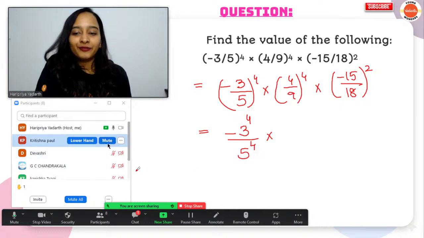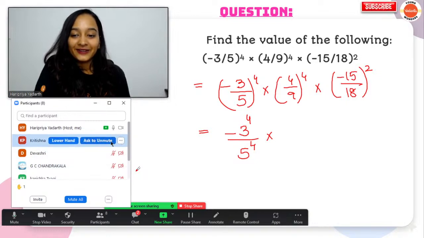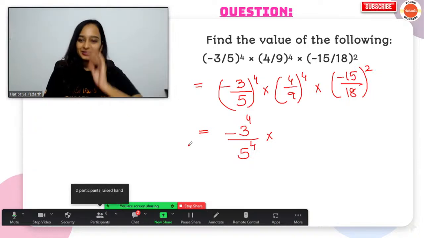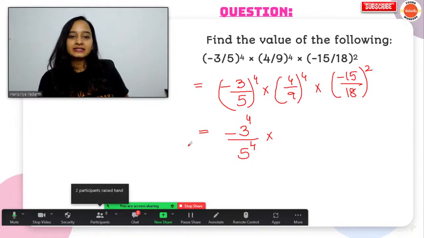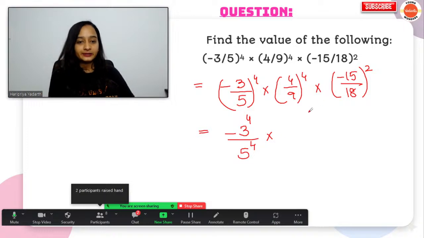Okay, let me solve it for you. Okay? Kritishna, okay? Okay, I'm not. Okay, ma'am. Okay, fine. Guys, let me solve this for you because it's a little lengthy one. So let me do it.